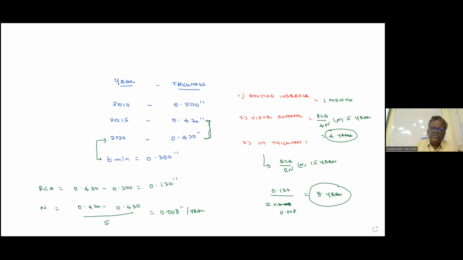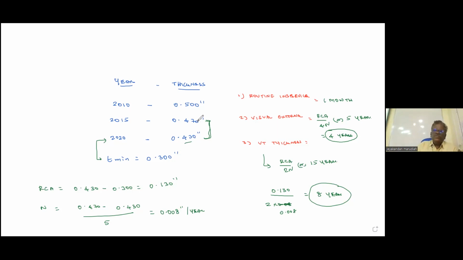See, I purposely gave 3 readings. The first reading doesn't matter. Only the last 2 readings we have to take. 2010, 2015 and 2020: only the last 2 readings we have to take. That's why I told you. T minimum is 0.300, and T actual is the last reading.